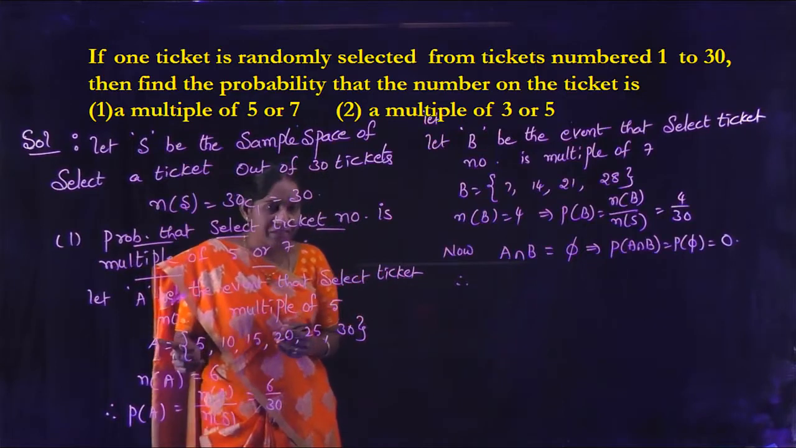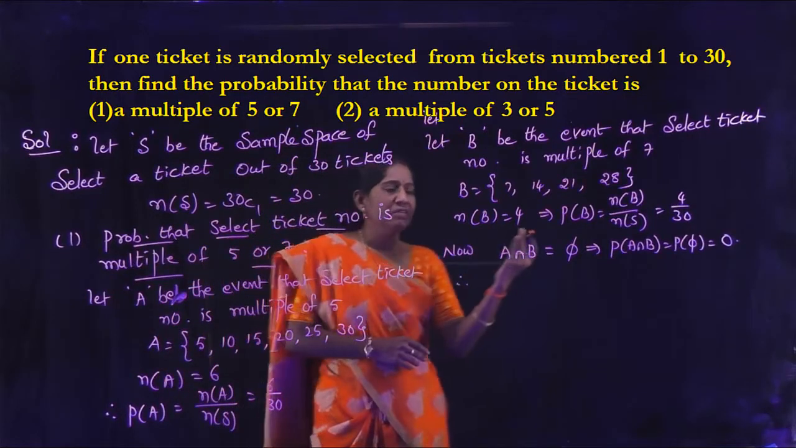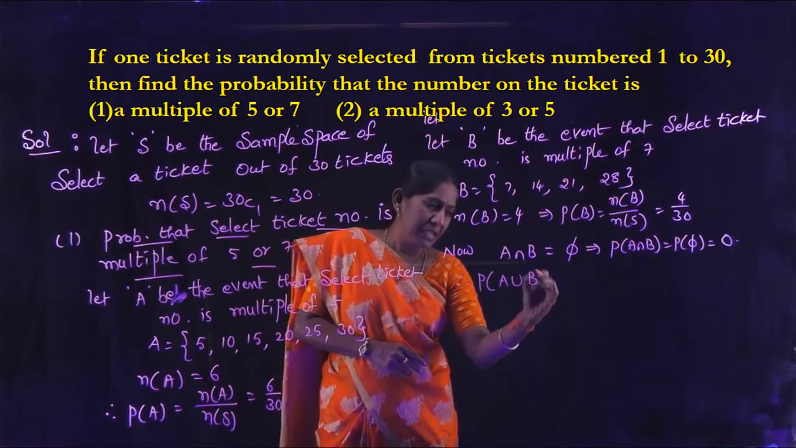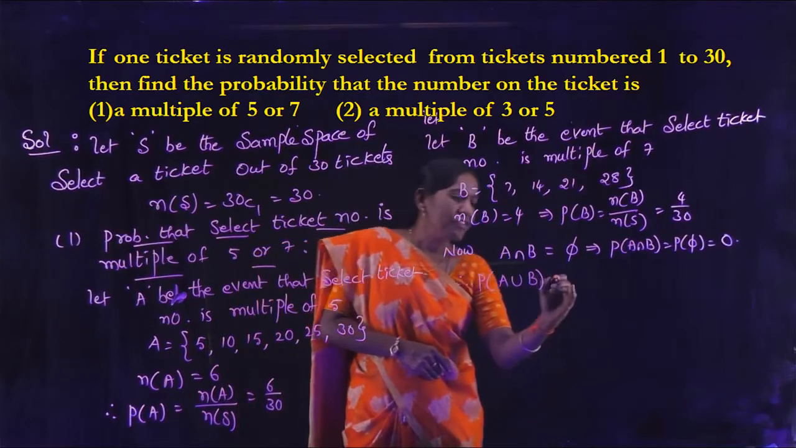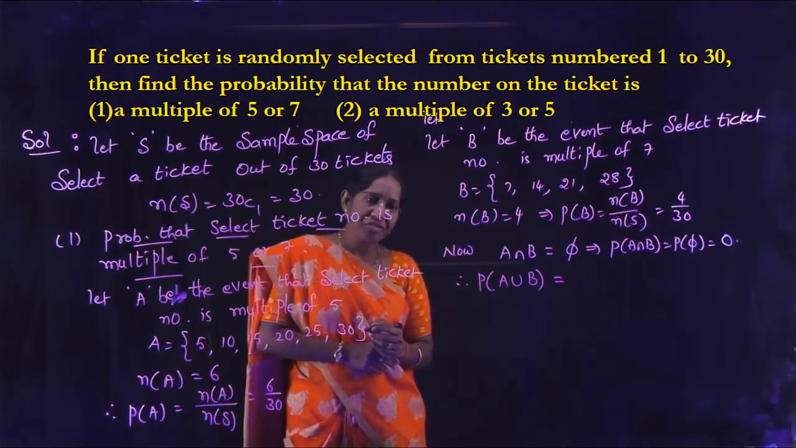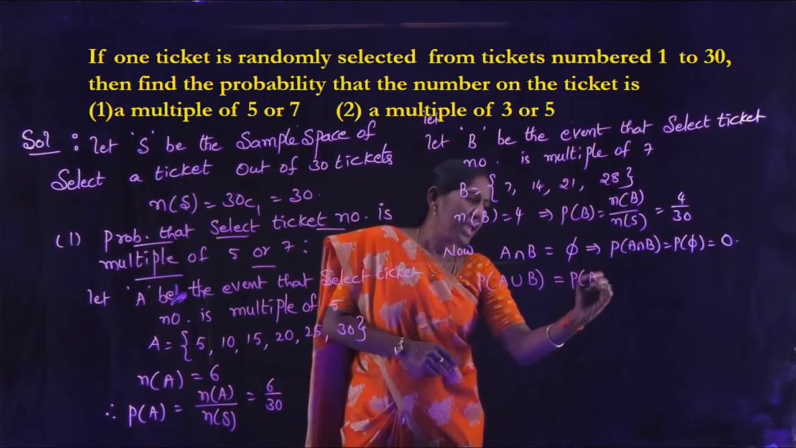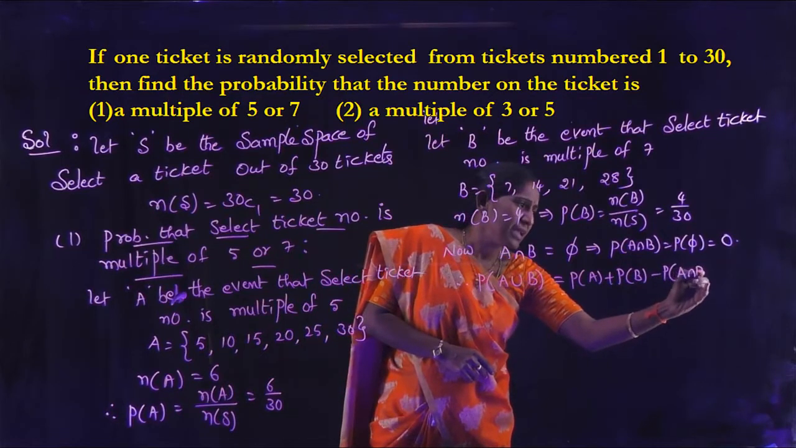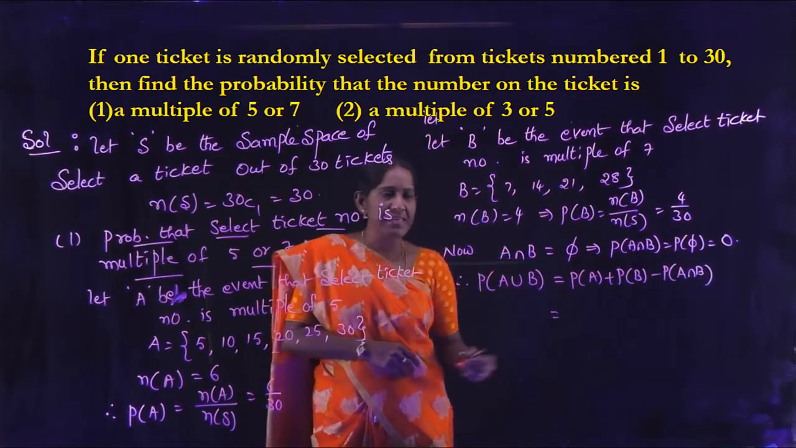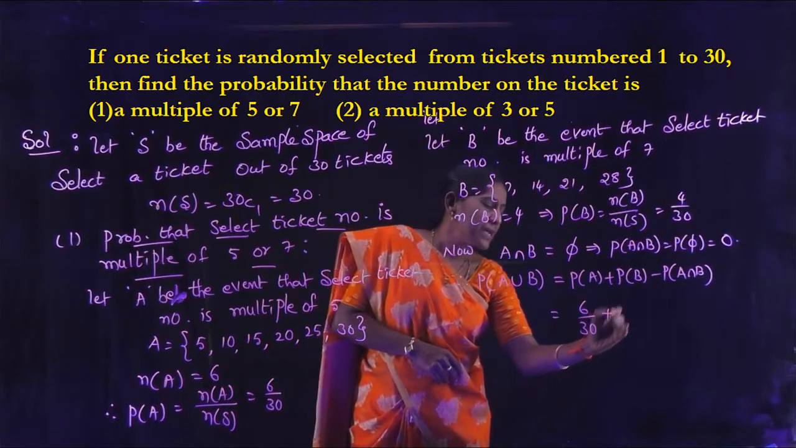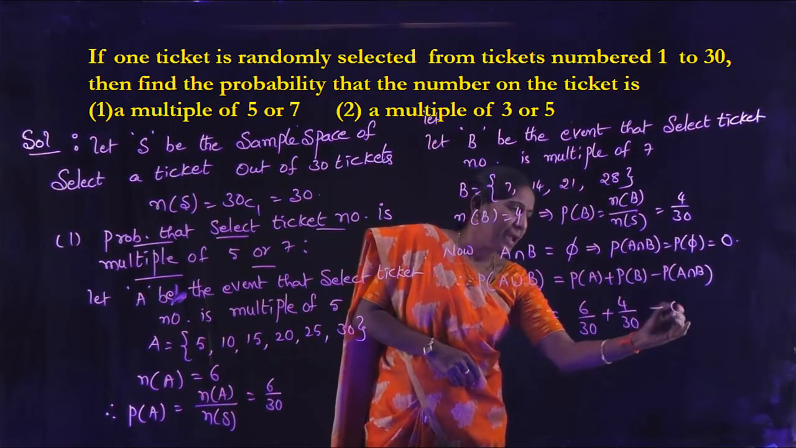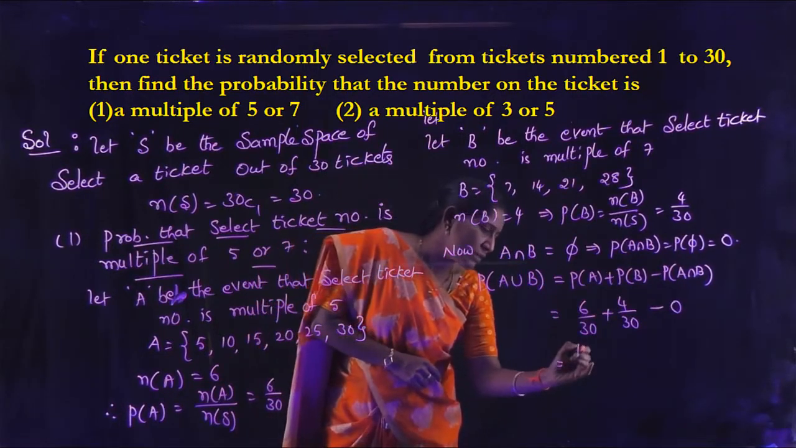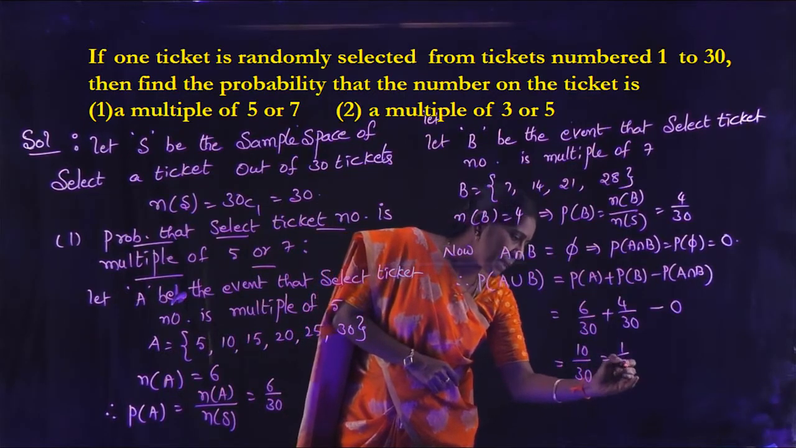Therefore, we have to find the probability that the selected ticket number is a multiple of 5 or 7. The multiple of 5 event is A and the multiple of 7 event is B. Therefore, we have to find P(A union B). From the addition theorem, P(A union B) is P(A) plus P(B) minus P(A intersection B). Substitute the values: P(A) is 6 by 30 plus P(B) is 4 by 30 minus P(A intersection B) is 0. Then this value equals 10 by 30, that is the same as 1 by 3.